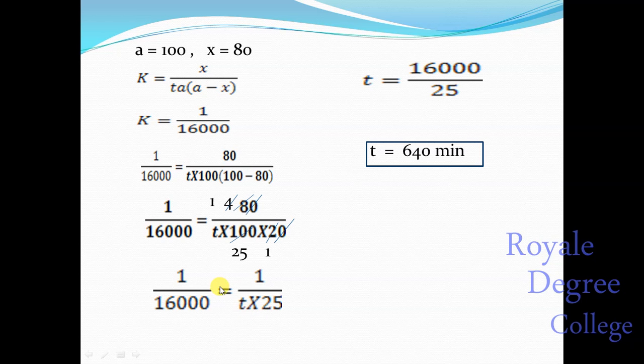Now we are finding the value of time T. So the T we bring to the other side, and this 16,000 will come into the numerator. 16,000 divided by 25, if we divide, we get the time as 640 minutes. So 640 minutes is the time required for the completion of 80% of the reaction.